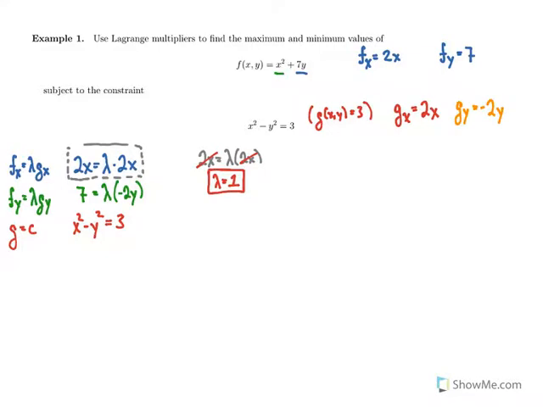That's one of our unknowns solved, and we can use that to find x or y. So now let's look at that second equation. It has just y and lambda, which means that we should be able to solve for y using lambda equals 1. Here we have 7 is equal to 1 times negative 2y, which means that y is going to be, if we divide by negative 2, negative 7 halves.